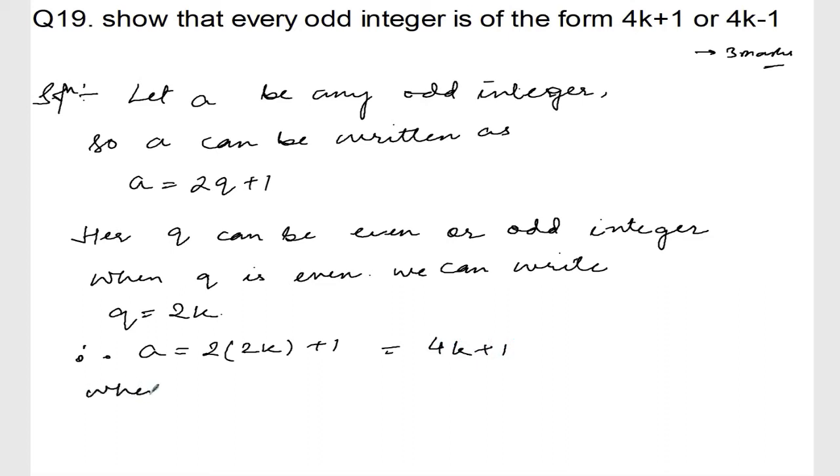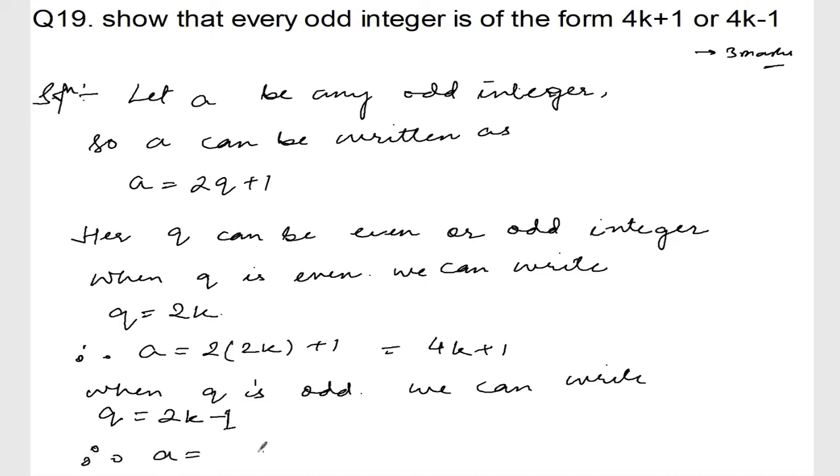And when q is odd, we can write q is equal to 2k minus 1, or you can add plus 1 and find out after that. Let me directly use q equal to 2k minus 1. So therefore a is equal to 2 into (2k minus 1) plus 1, which is 4k minus 2 plus 1, which is 4k minus 1.